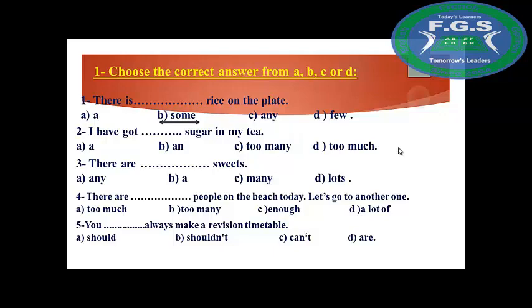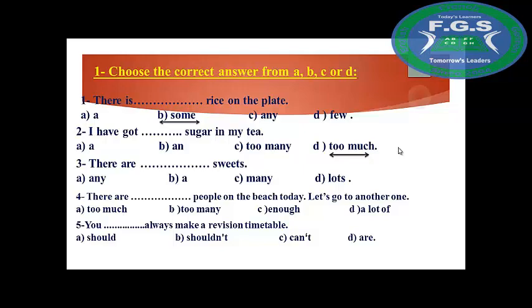Number 2. I have got sugar in my tea. A or an or too many, too much. So look at this example. Sugar here. Look at sugar. Is it a countable noun or an uncountable noun? Uncountable. So we have to use what? Too much. Excellent. As I said before, we use too much with uncountable nouns and we use too many with countable nouns.